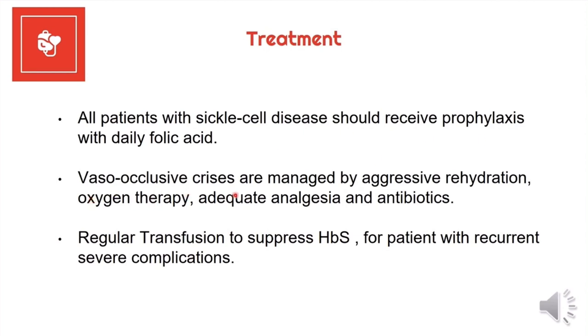The vaso-occlusive crises are managed by aggressive rehydration, oxygen therapy, adequate analgesia due to severe pain, and antibiotics to prevent infections. Regular transfusion to suppress HbS is given for patients with recurrent severe complications.